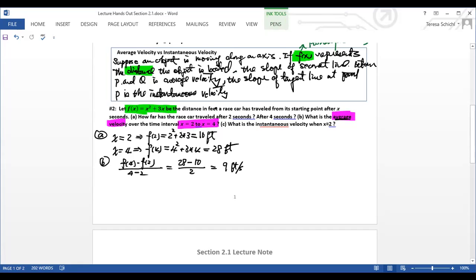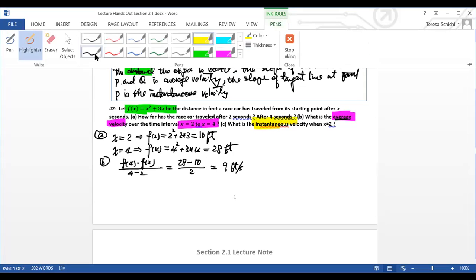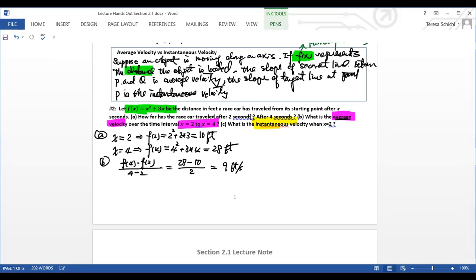Then they ask, what is the instantaneous velocity at x equal to 2? So here we are finding the instantaneous velocity. That means I'm finding the tangent line. But I don't know how to do that yet. That's in our next topic, the next few sections, where we're going to talk about how to find the derivative. So I will say, okay, I'm going to estimate.